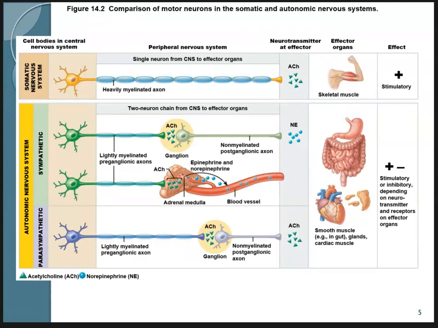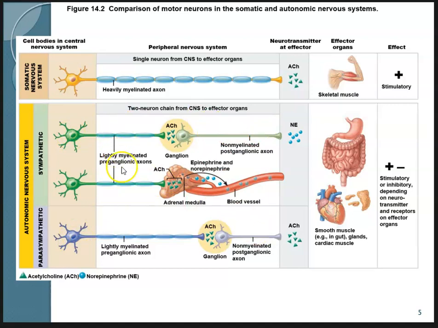So here's a nice pictorial diagram showing the somatic nervous system, one neuron. So here's our central nervous system, this is in our peripheral nervous system. Target organs, one neuron, highly myelinated, secretes acetylcholine. In the sympathetic and parasympathetic, just ignore this one for now, we'll talk about it in a second. So we have two neurons, 1, 2.